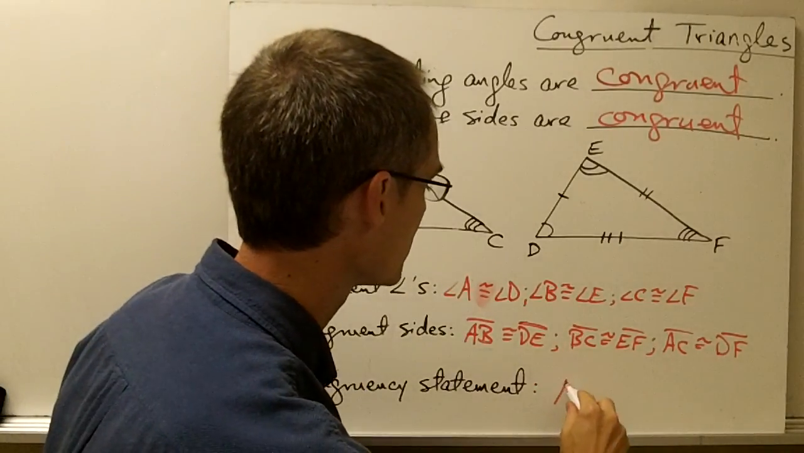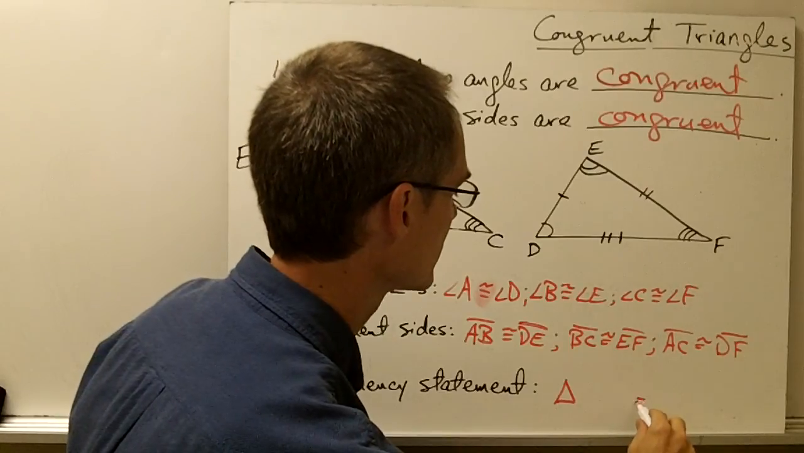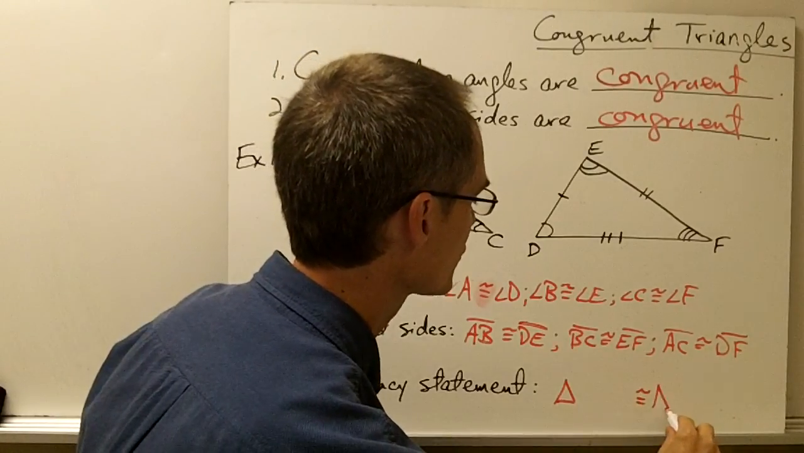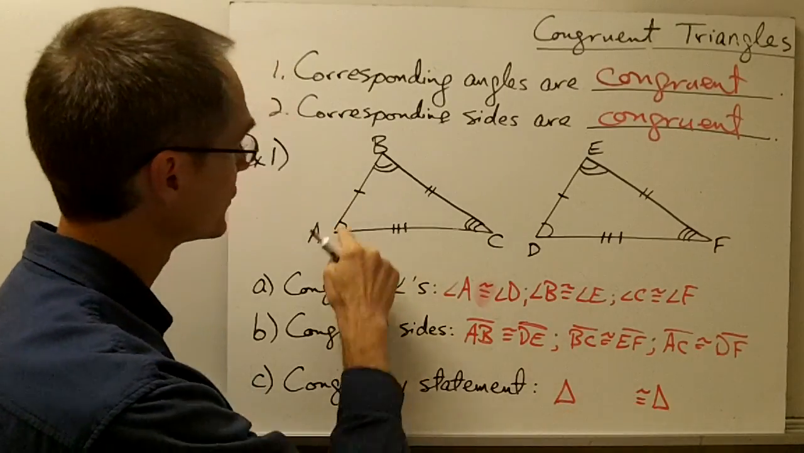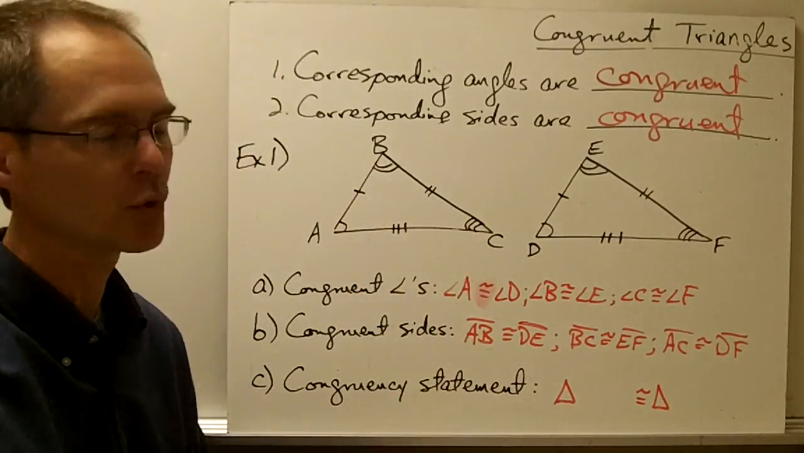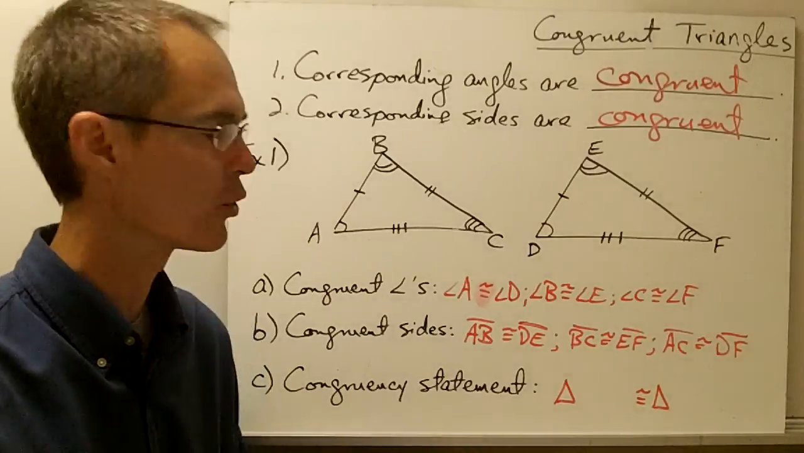Now, using this, I want to write down what's called the congruency statement, and this is just the statement that says this triangle is congruent to this triangle, but it's important to write down the vertices of the triangles in the correct order. In particular, you want to write them down in corresponding order.